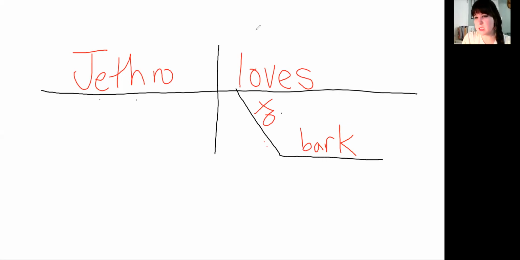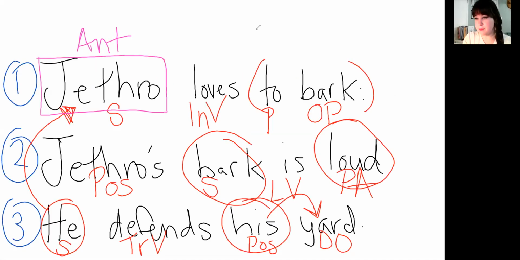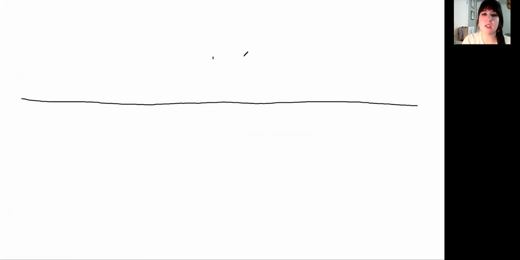Let's go to the next sentence. I already forgot what the next sentence was. Jethro's bark is loud. Okay, Jethro's bark is loud. So again, we have to separate the subject from the predicate. We know that the subject is going to go on this side. We know the predicate is going to go on this side, okay? So Jethro's bark is loud.